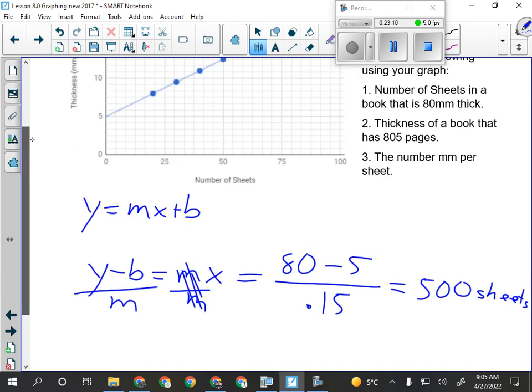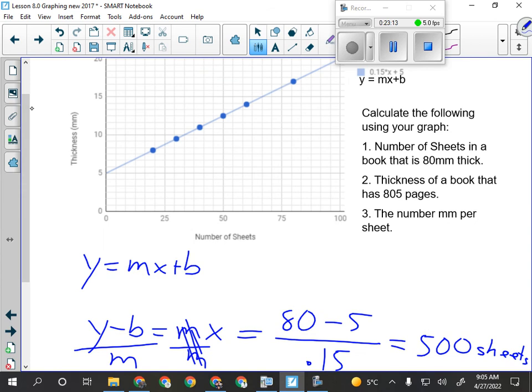Now, question number 2 says, calculate the thickness of a book that has 805 pages. Okay, what did they give me this time? Y or X? They gave me X. Okay, sheets or pages is on the x-axis, so that's an x value. So I know x is 805, and I'm looking for y. Okay, do I have to manipulate this equation then? No, it's already set up to solve for y. All I have to do is plug in the numbers.